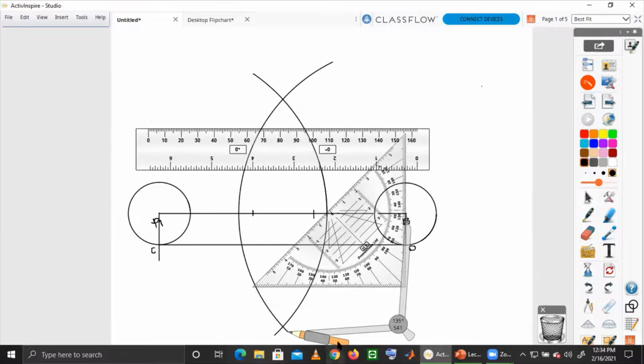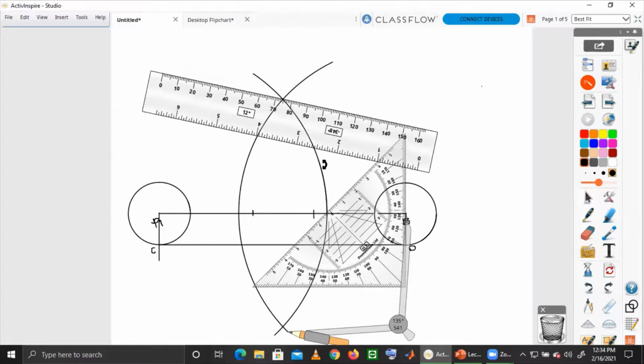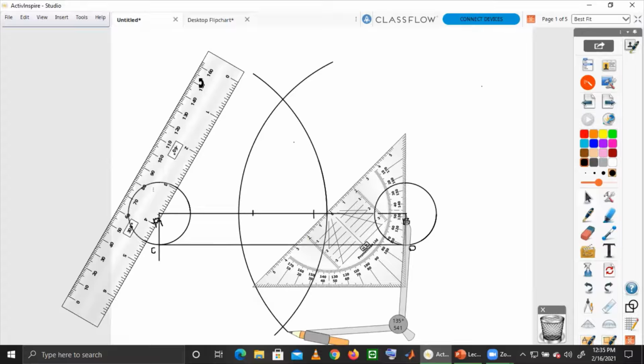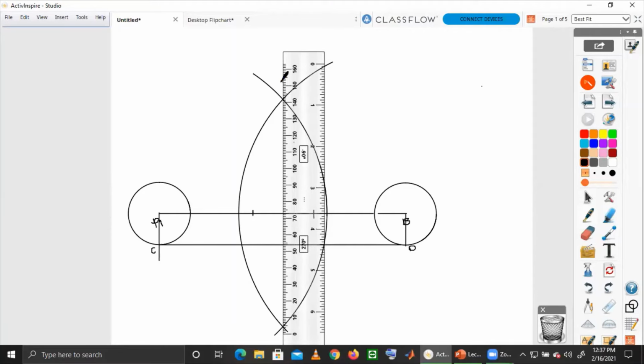My board is too messy. I'm moving some of my instruments away. So I'm just trying to orient my ruler. So now that my rule is well positioned, I can draw my perpendicular bisector going through where the arcs intersect.